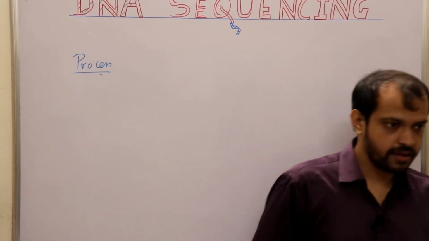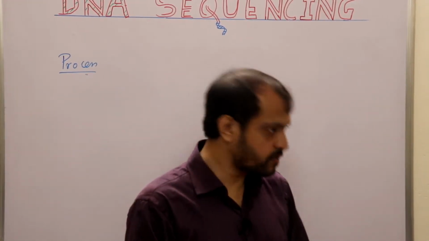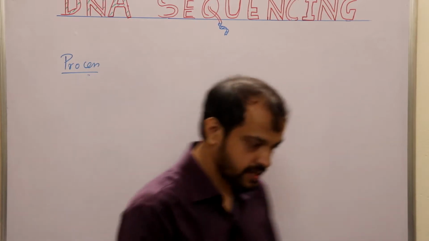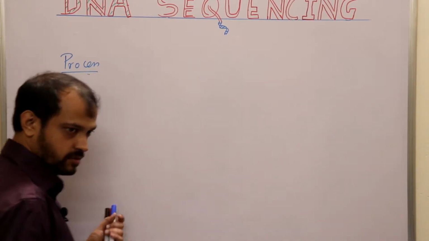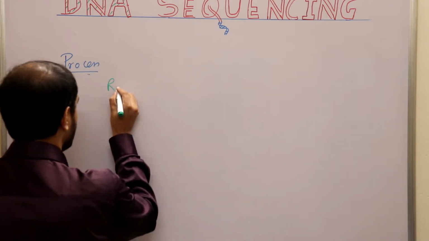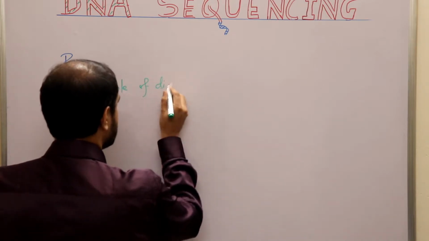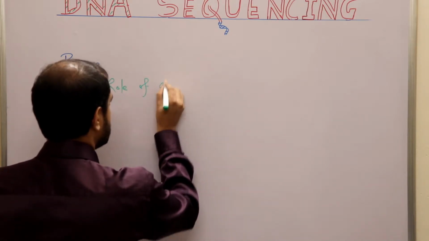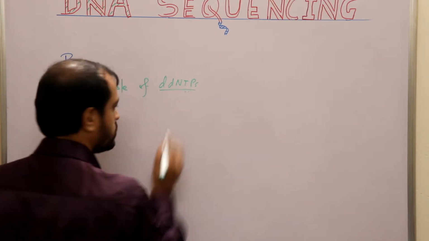Number one is normal nucleotides, or dNTPs. Number two is abnormal nucleotides, or ddNTPs, dideoxynucleotides. Now listen. What is the role of ddNTPs? Now we will talk about this.